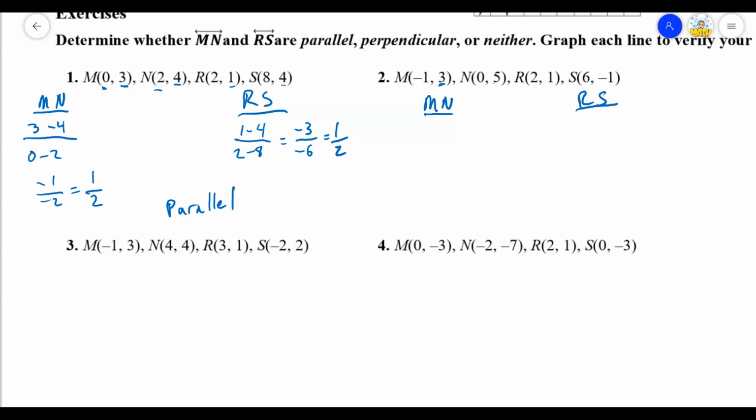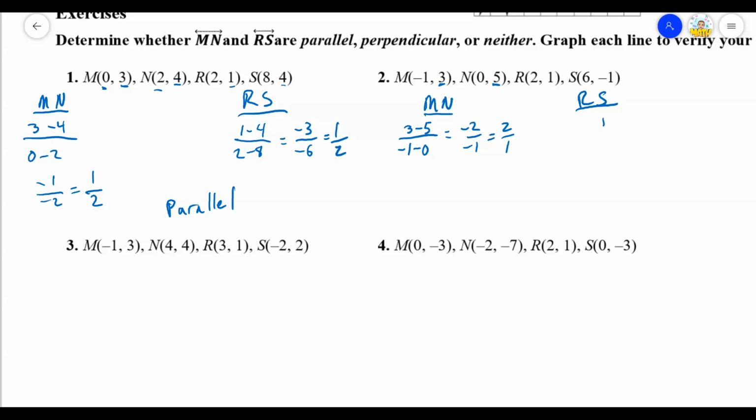Now we try MN and RS again. Slope of MN, we take 3 minus 5 and then divide by negative 1 minus 0, right? 3 minus 5 over negative 1 minus 0. I get negative 2 over negative 1, which is just 2 over 1. I'm going to leave it as 2 over 1 so that we can compare it to a negative 1/2 if we have a perpendicular situation over here.